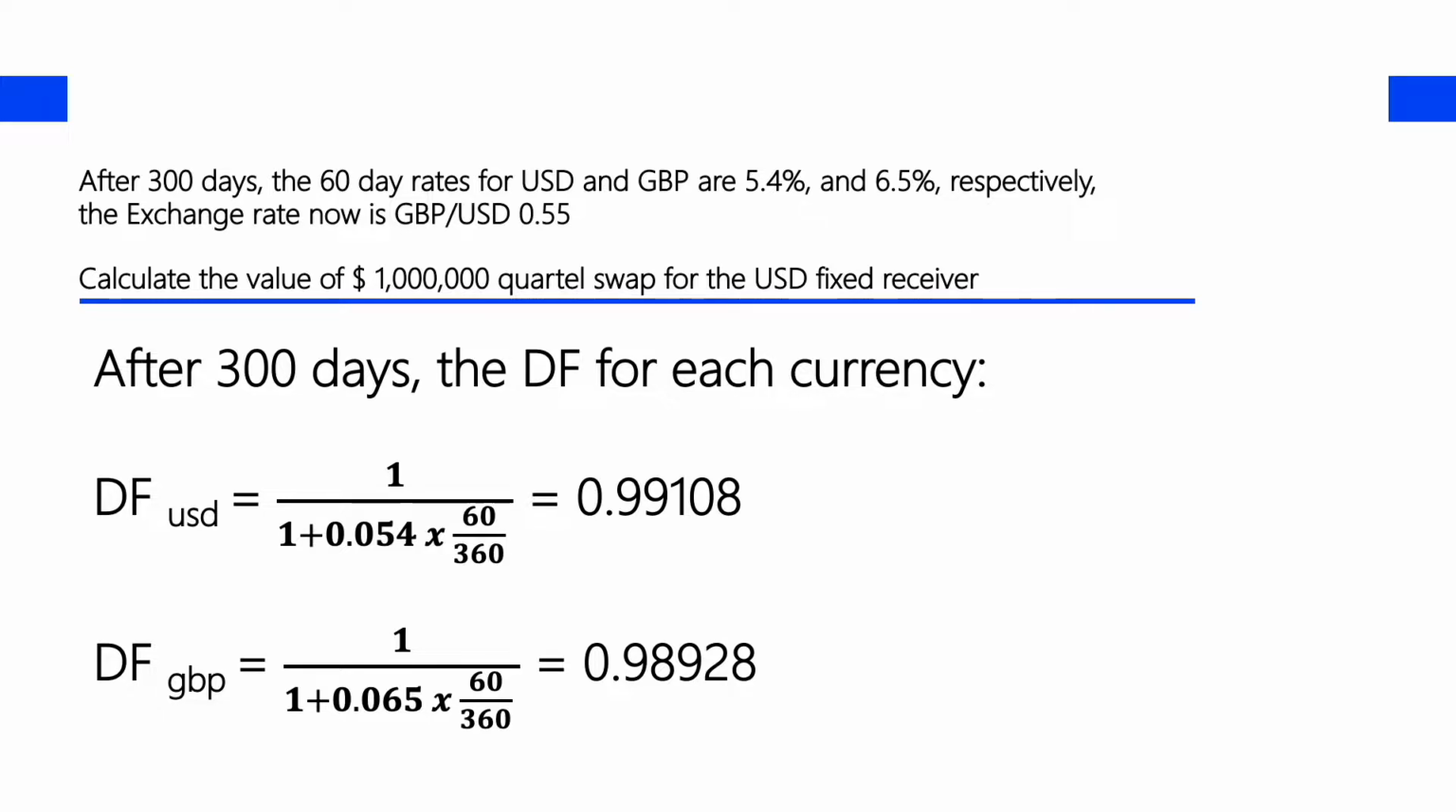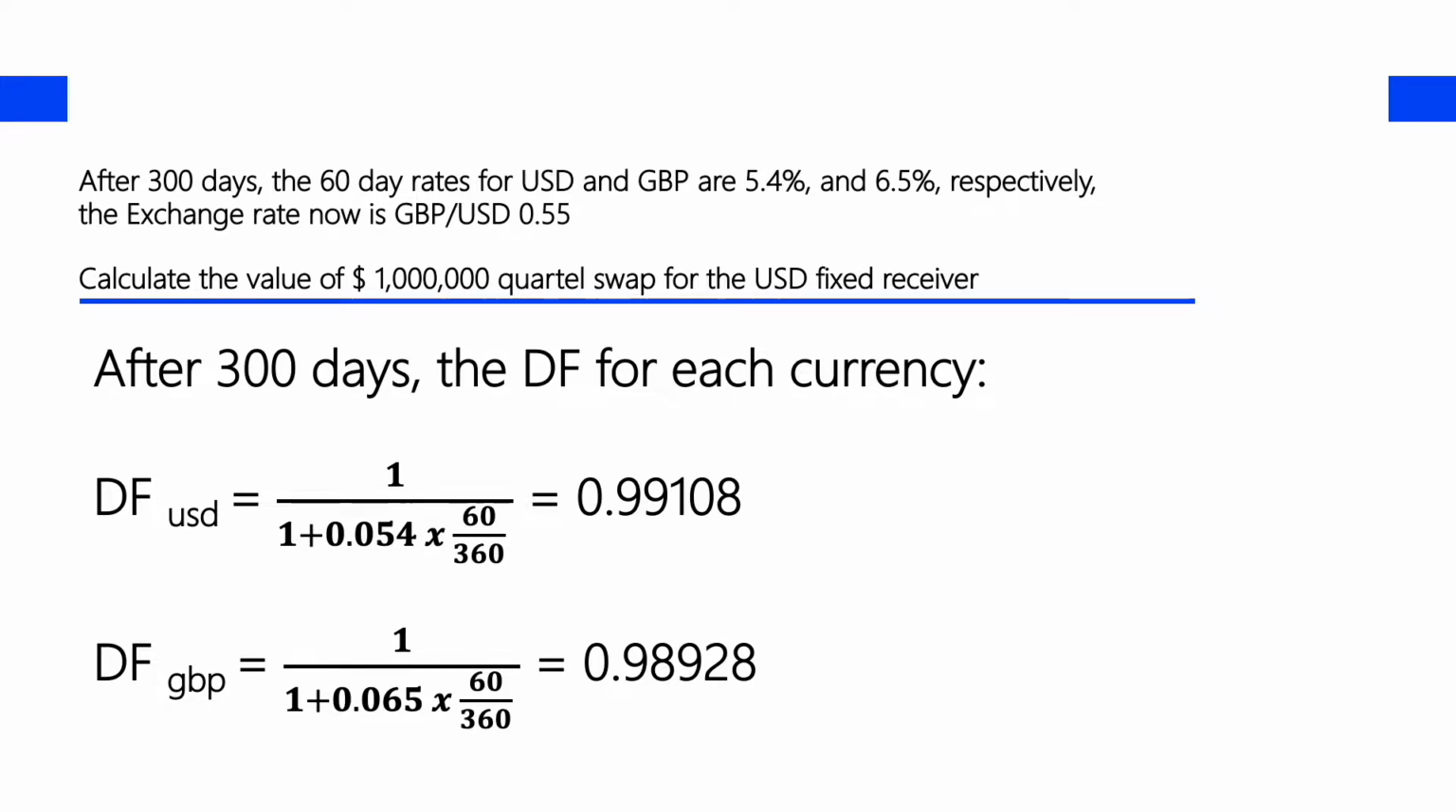Step 1, let's turn those interest rates into discount factors. So we were told after 300 days we had 5.4% as the USD rate and 6.5% as the GBP rate. Those rates are always quoted annually. So, let's deannualize those rates and calculate the discount factors, which are 0.99108 for USD and 0.98928 for GBP. The discount factor gives us the present value of future cash flow. So all we need is the actual cash flows.